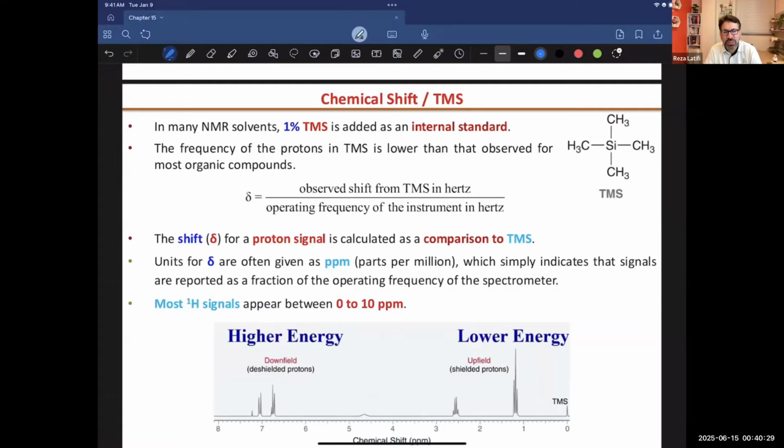We said whenever you get an NMR spectrum, the first thing that you have to look for is the number of signals that you see, because that's going to tell you how many non-identical hydrogen atoms you have inside the formula. The next one is going to be their chemical shift or location.